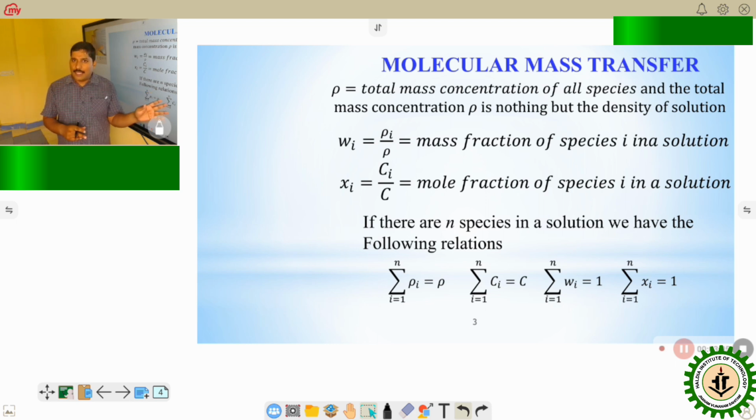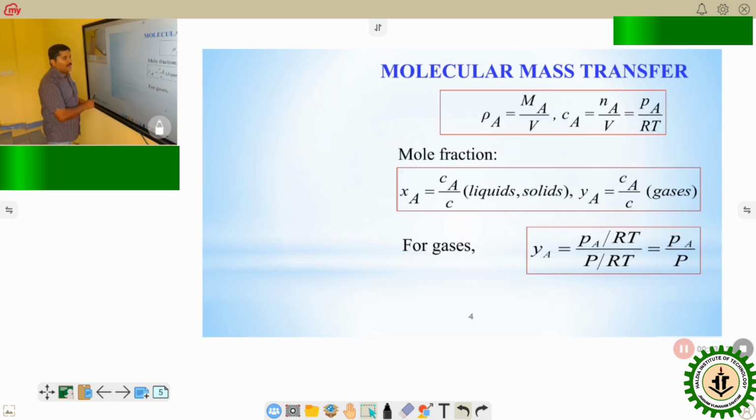This small xi representation we mainly use for the liquid phase and the solid phase. But if it is a gaseous phase, we use small y. That means the summation of i equal to 1 to n of yi is equal to 1. That is the mole fraction of species in the gaseous phase.